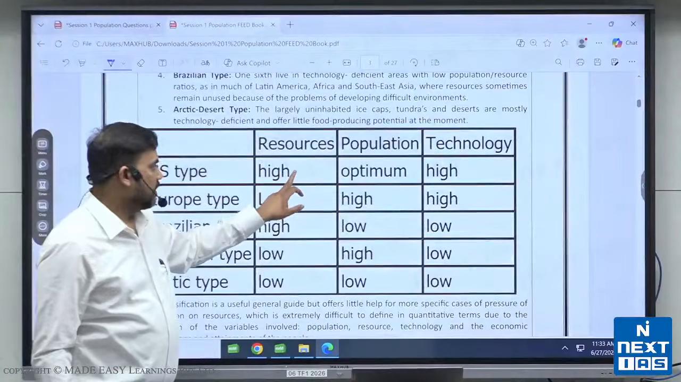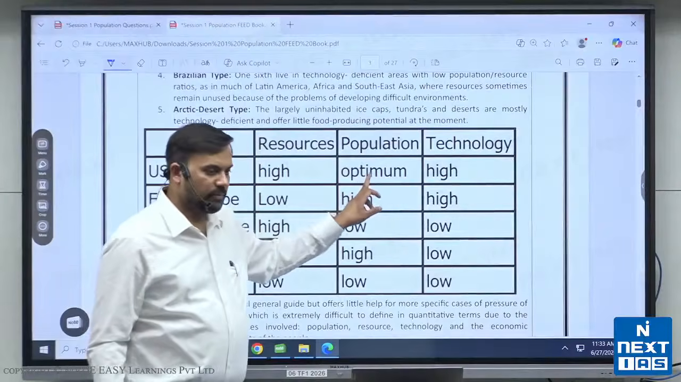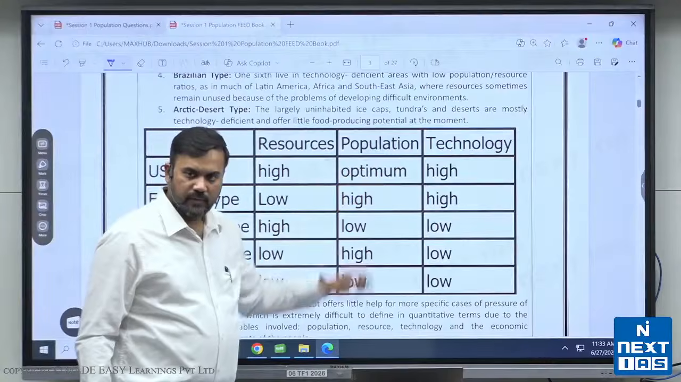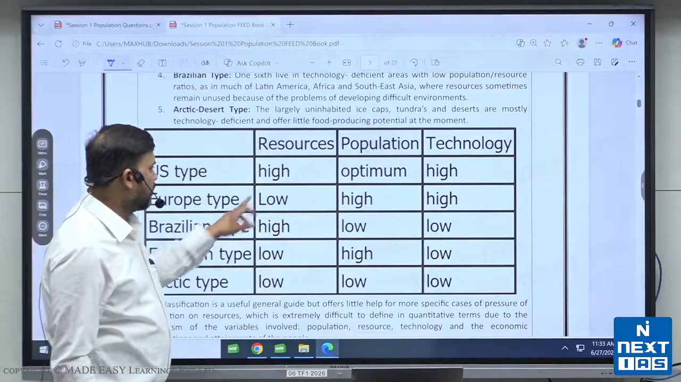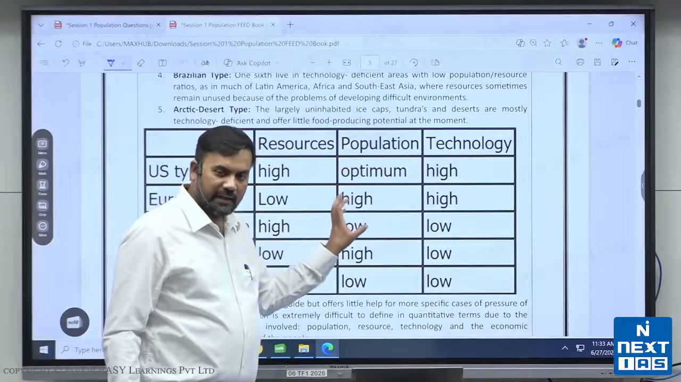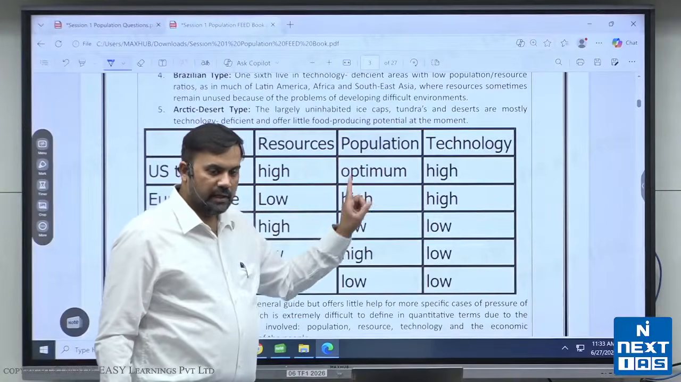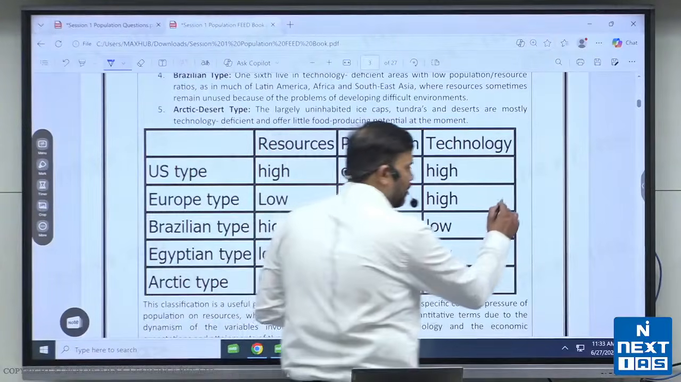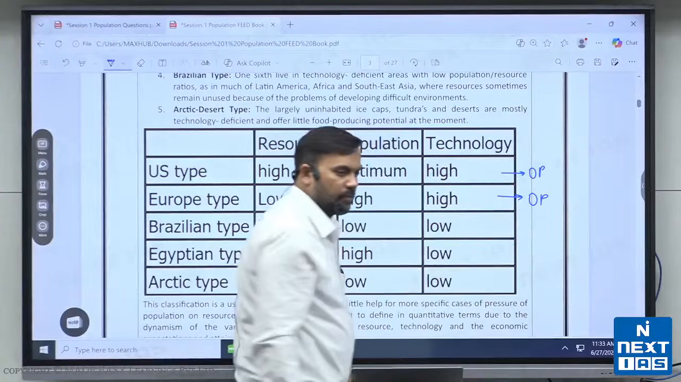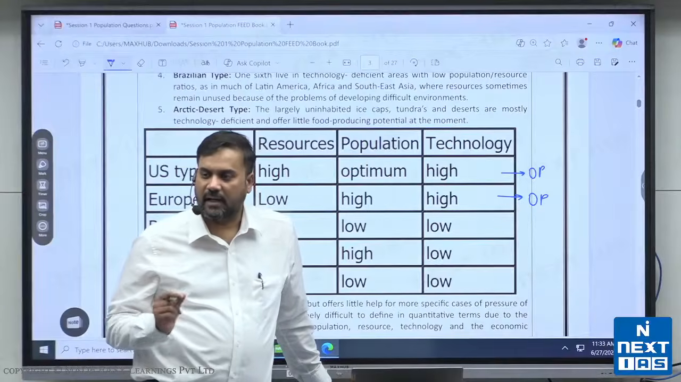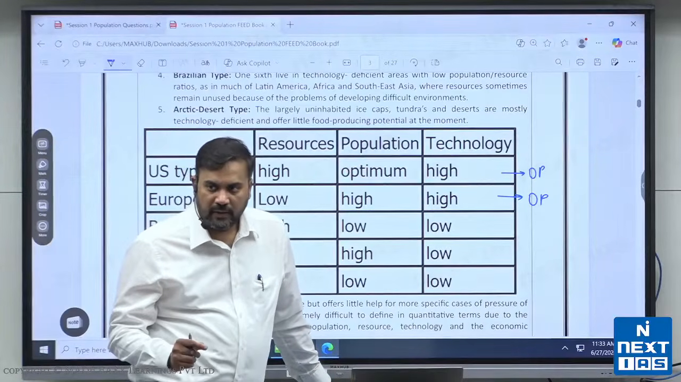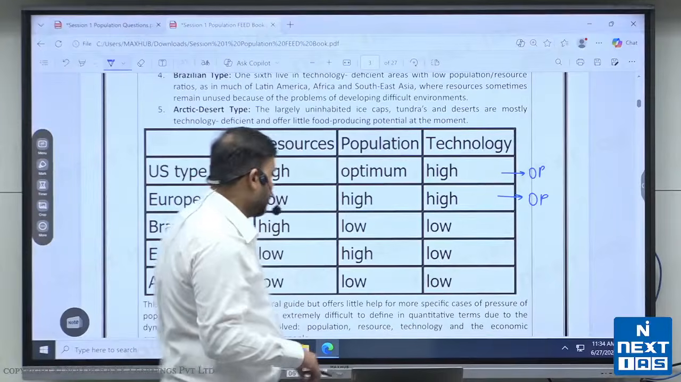मिल रहा है, रिसोर्सेज हाई हैं, पॉपुलेशन ऑप्टिमम है, टेक्नोलॉजी हाई है, तो इसलिए पॉपुलेशन ऑप्टिमम हो जा रहा है. ठीक है, बट यूरोपियन टाइप में रिसोर्स का लेवल लोअर है, पॉपुलेशन हाई है, टेक्नोलॉजी हावेवर हाई है, इसलिए यहां पर भी हमें ऑप्टिमम पॉपुलेशन मिल रहा है. Both of them have high standards of living. Remember how we measure things. ठीक है, so he gives more importance to technology.